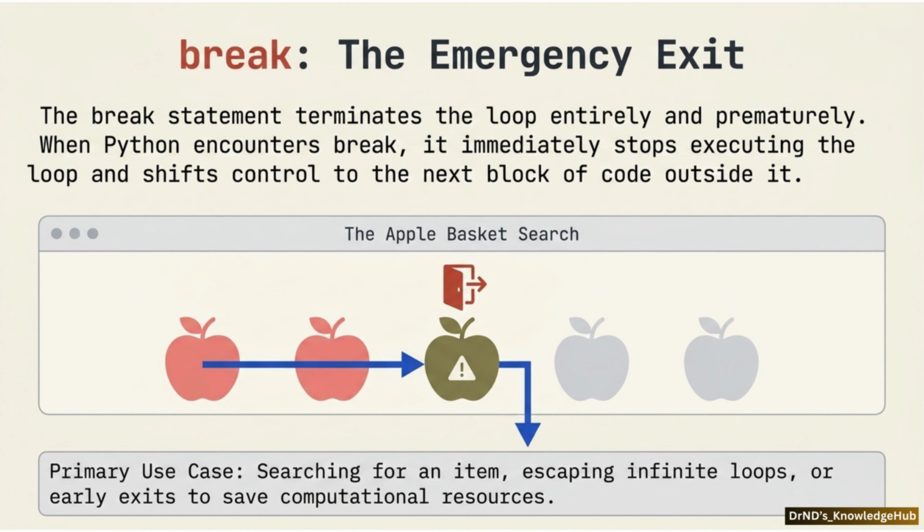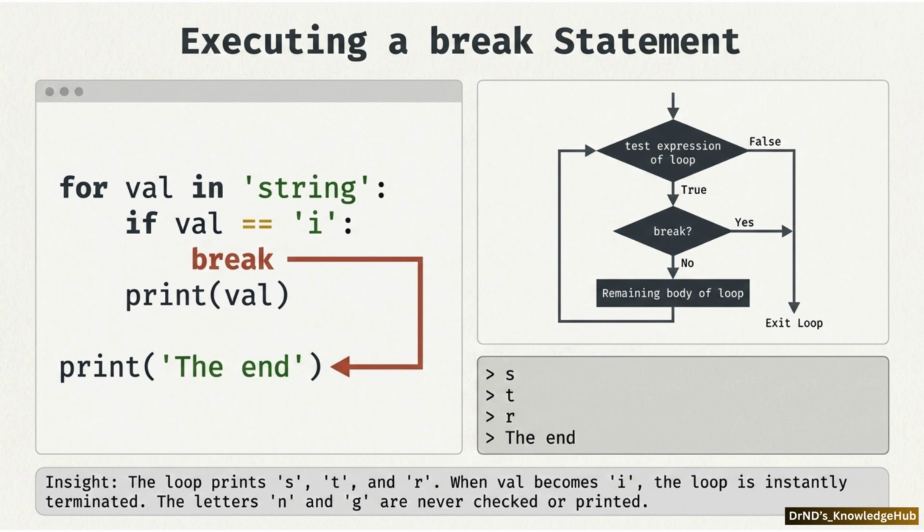Let's understand break with a simple Python program. The code is: for val in "STRING": after proper indentation, if val == "I": break, followed by print(val). After the loop, the next code is print("The end").